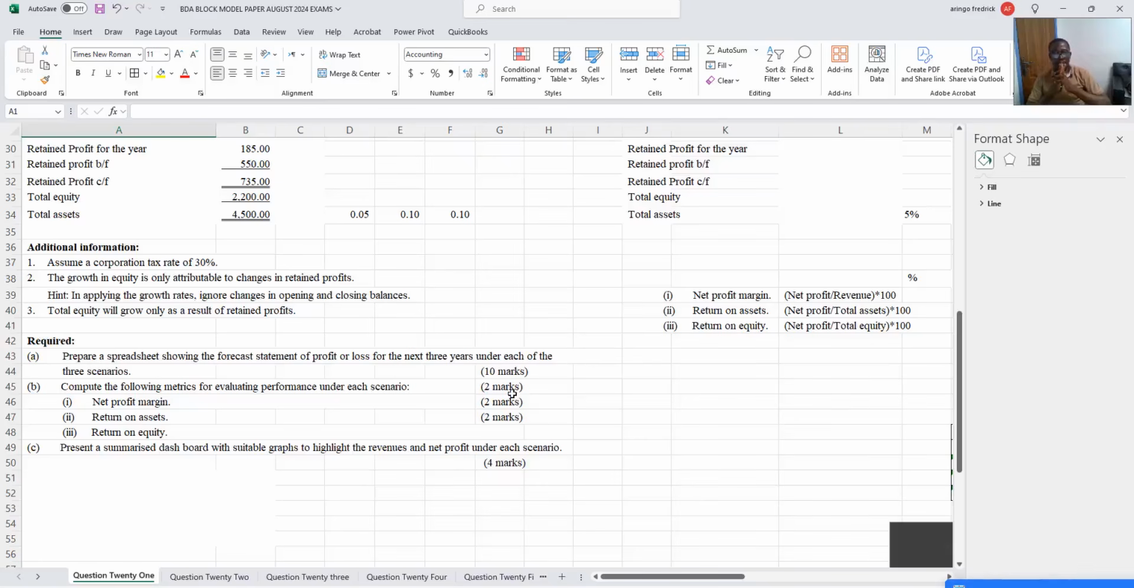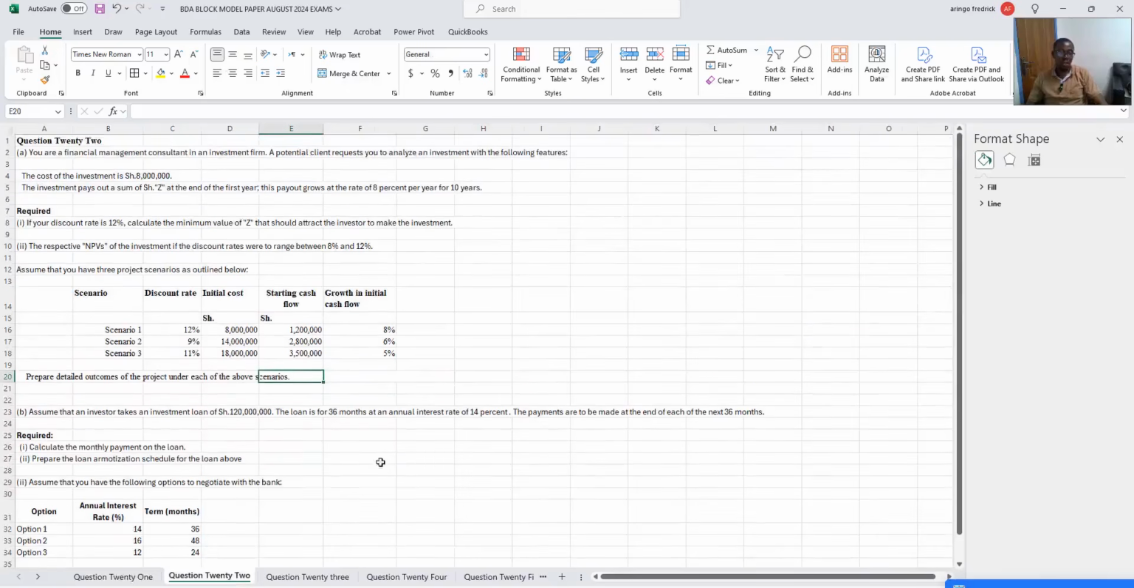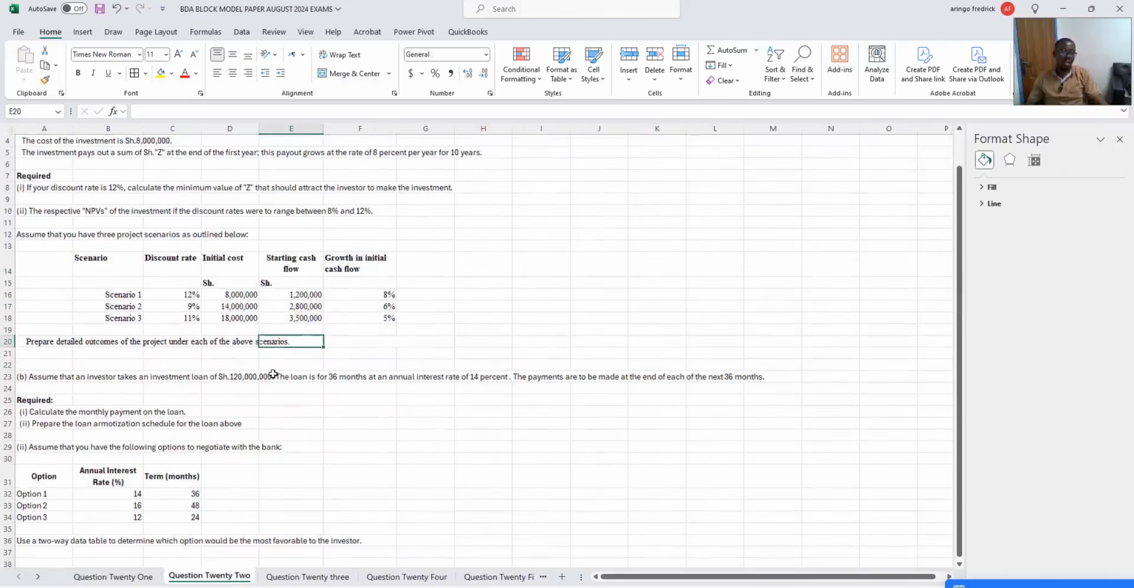After this point, the next question that you're going to handle will be question number 2. This is more to do with financial management.